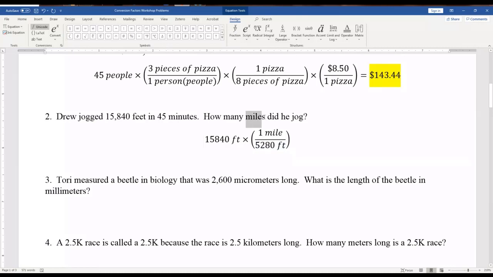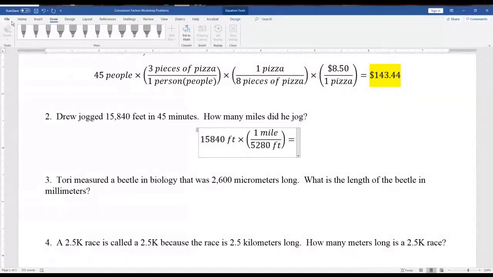It looks like we already have miles. When the unit on top matches the unit you're looking for, that's when you stop. Notice we did not use 45 minutes. It was not necessary for us to do so. And so in this case, we can cancel out our feet, and we're going to end up with 15,840 divided by 5280, and that's going to give you 3.000.